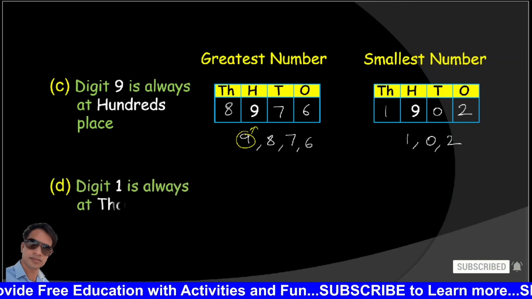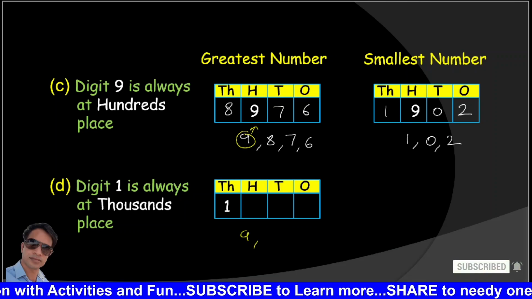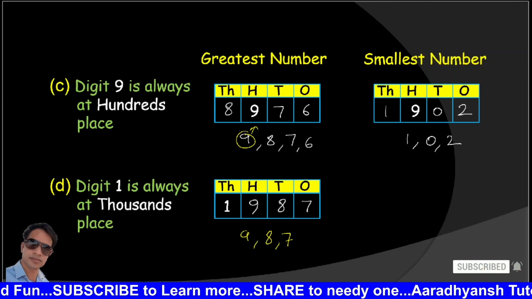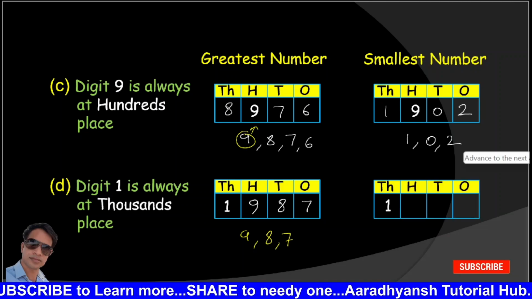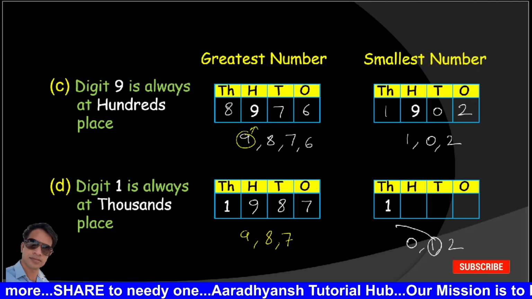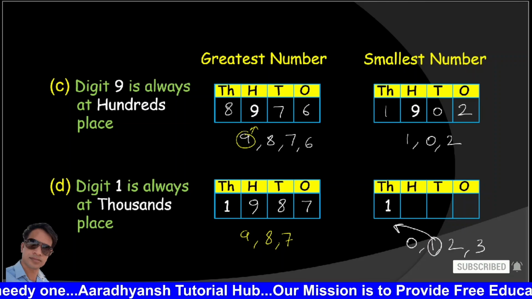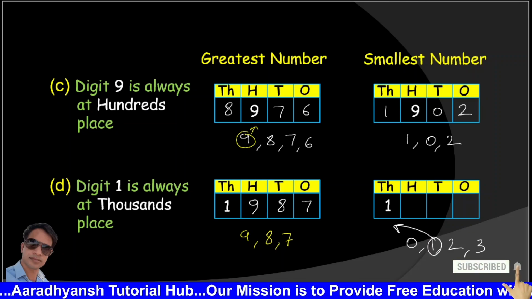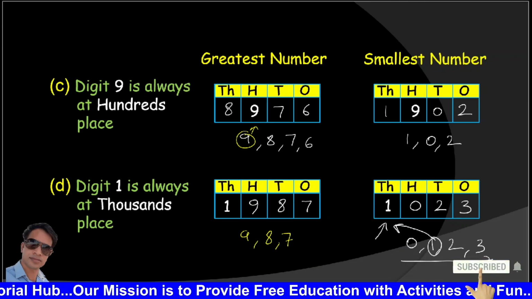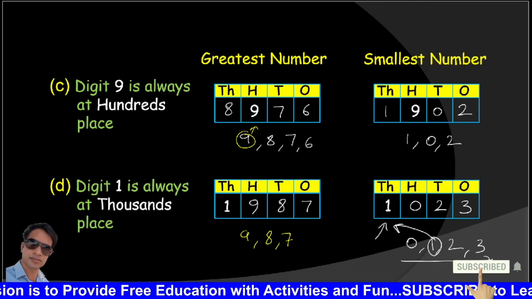Okay, in the last question digit 1 is always at the thousands place. The biggest digits are 9, 8 and 7. Just write them 9, 8 and 7. And to make the smallest number we have to use the smaller digits, that is 0, 1 and 2, but 1 is already here, so go for the next smallest digit, that is 3: 0, 2 and 3. The number always starts with a non-zero digit, so we can write in this order 0, 2 and 3. Okay friends, so here 1023 is the smallest number.